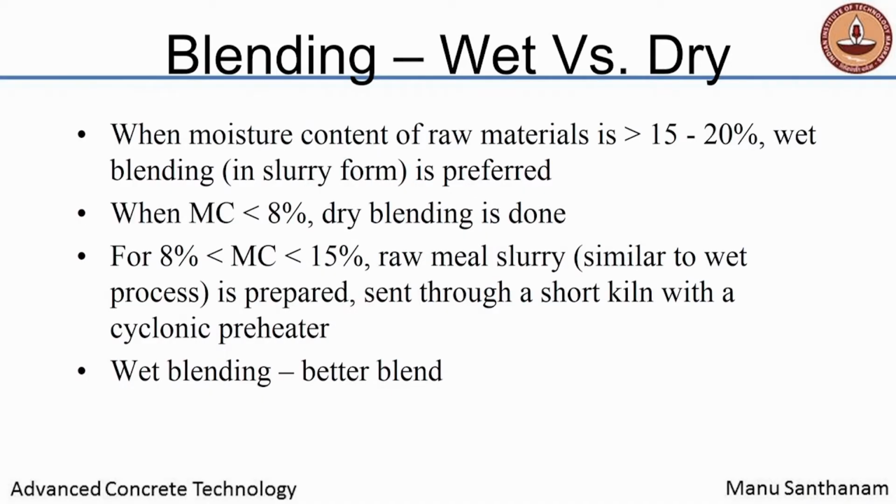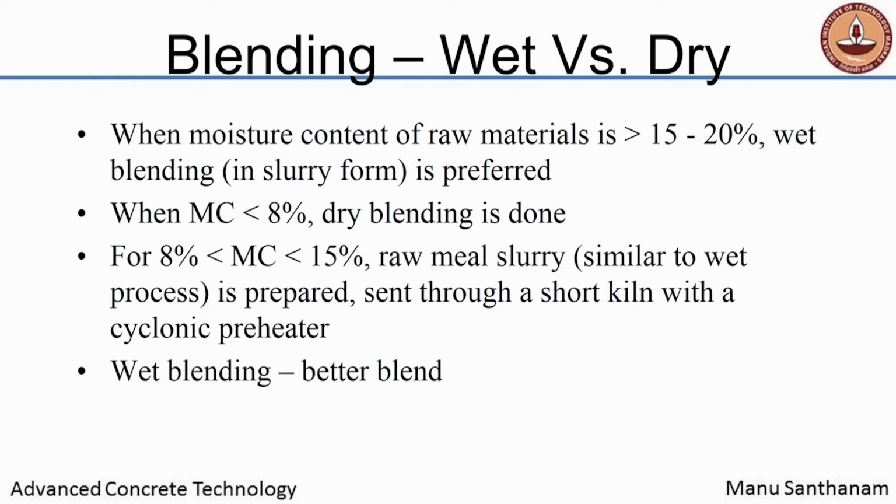On the other hand, when you have extremely dry material, less than 8% moisture content, dry blending is good enough. For between 8 and 15% of moisture content, it is usually good to have a pre-calciner with the dry blending apparatus. Okay. So, essentially you have a preheater or a pre-calciner and then you send it to the kiln.